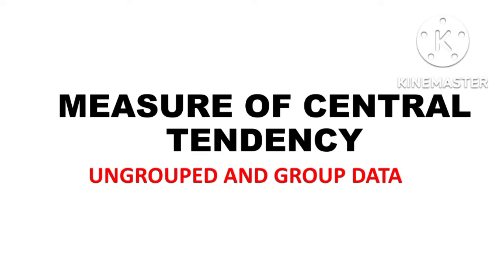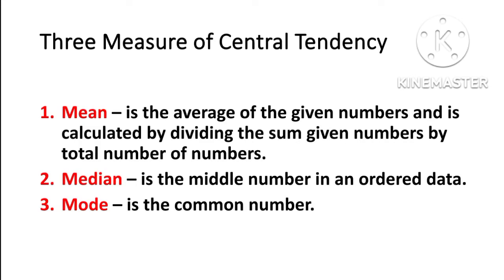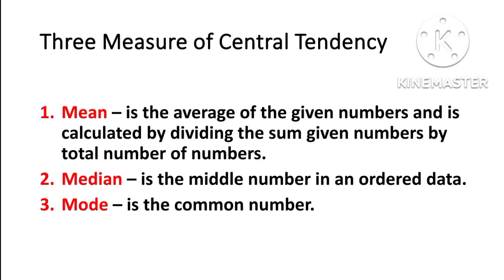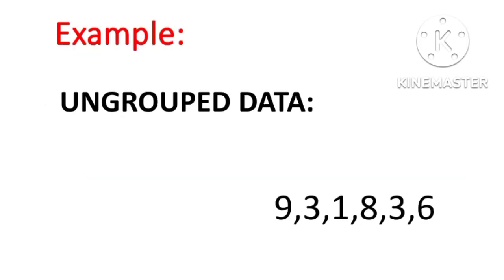Good day everyone. For today's lesson, I am going to discuss the measures of central tendency for ungrouped and grouped data. We all know that we have three measures of central tendency. These are mean, median, and mode. Mean is the average of the given numbers and is calculated by dividing the sum of given numbers by the total number of numbers. For better understanding for those who first encountered the mean, here's an example.